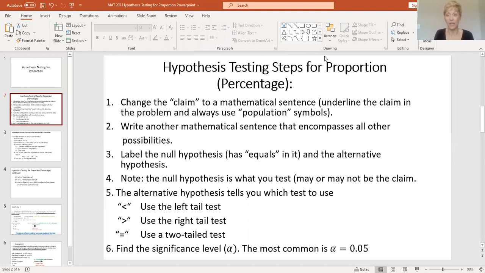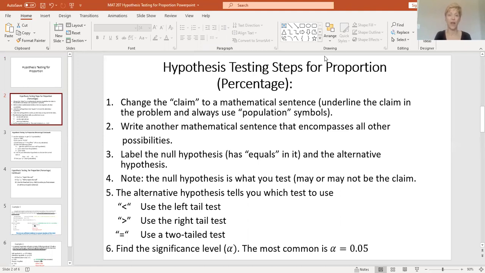So same thing, you're going to read in the word problem and you're going to find where it says test the claim that, and you're going to underline that part in your book. That thing that you underline is your claim, so that's what you change from an English sentence to a mathematical inequality or equation. So that English sentence gets turned into a math sentence. Then you write a second mathematical sentence that encompasses all the other possibilities. So now you've got 2 math sentences on your paper.